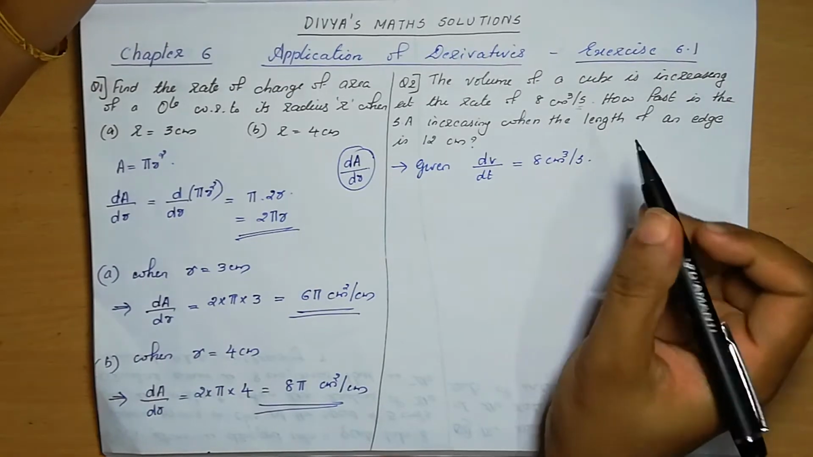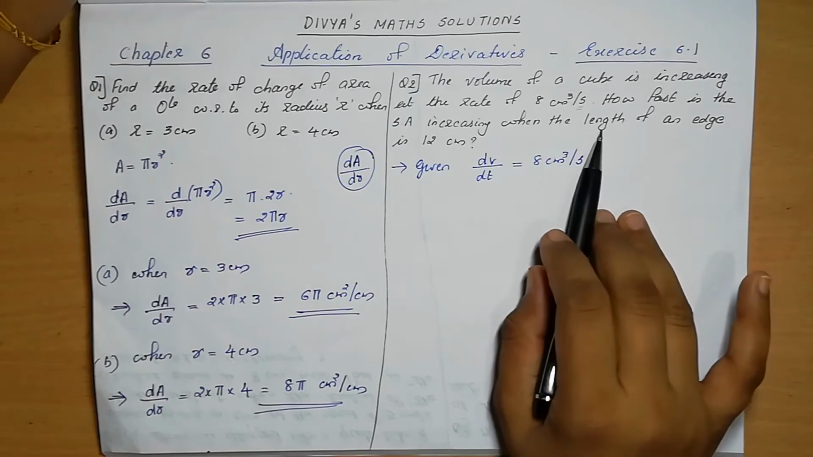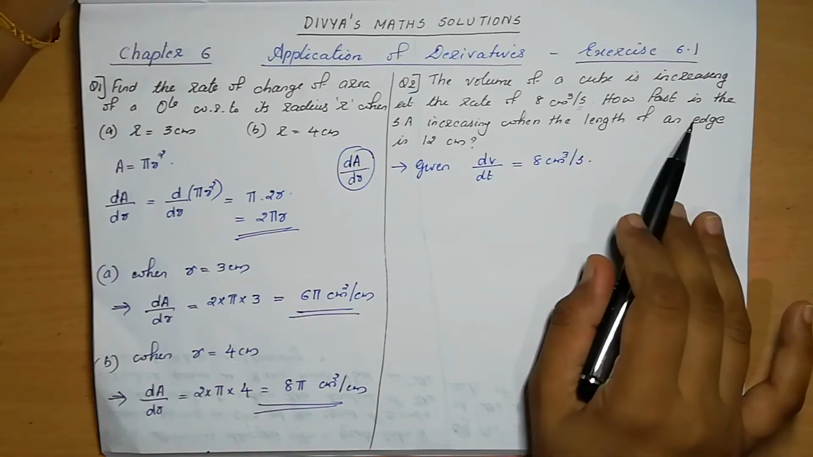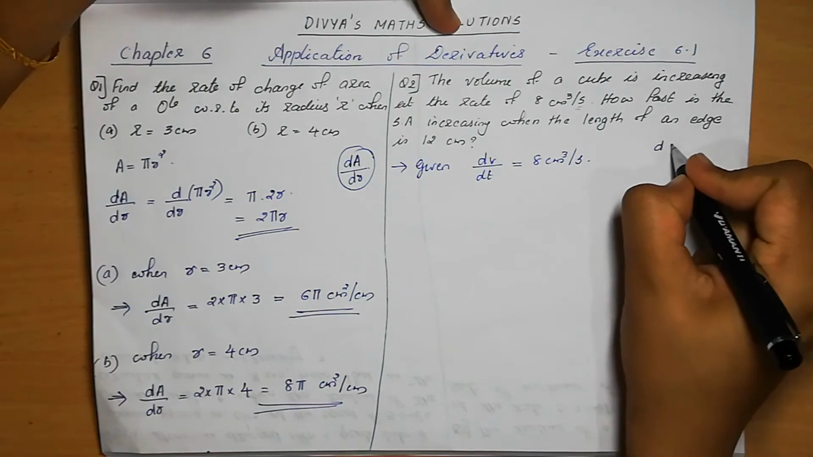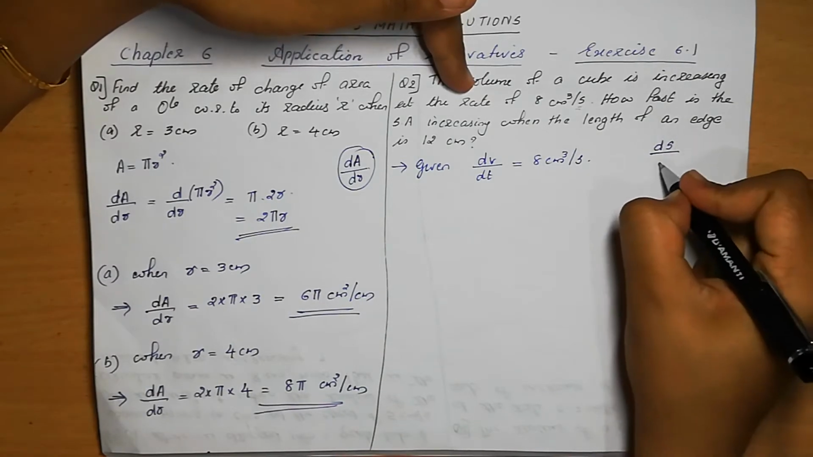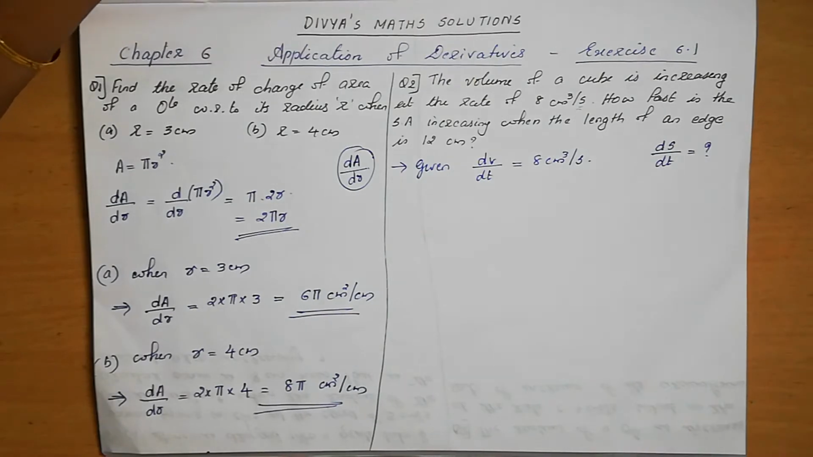Volume is increasing at the rate of 8 centimeter cube per second. This is given. Next, how fast is the surface area increasing when the length of an edge is 12 centimeter? What we need to find out? How fast is the surface area increasing? That means surface area we can take as S. How fast means with respect to time, right? That means dS by dt only we are going to find out.